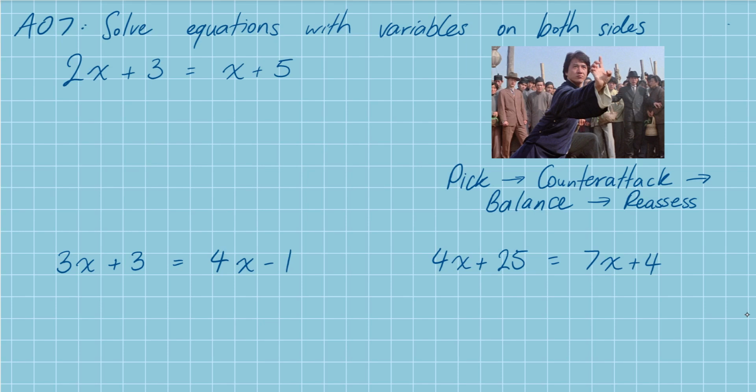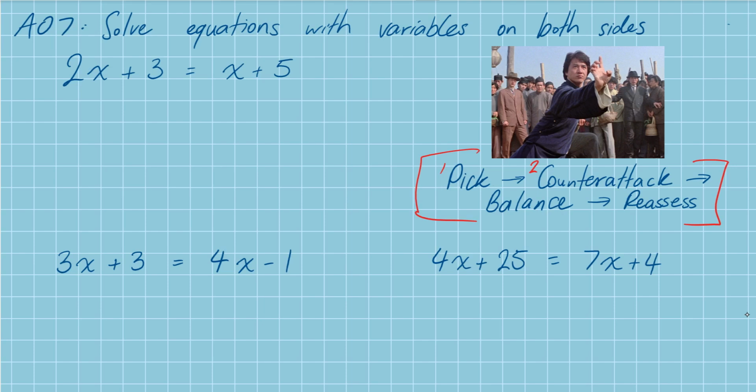So our Jackie Chan style of algebra follows this process. First thing we have to do is we have to pick who are we going to take out first? Which of the henchmen are we going to deal with first? Who is the weakest link? Our second move is our counterattack. What is the perfect counterattack in order to take out that specific value that we selected in the previous step? Once we've done that counterattack, we need to maintain balance. Wax on, wax off. Right?